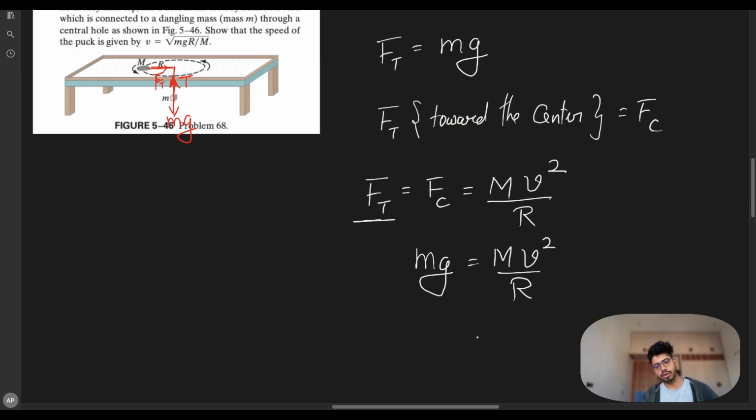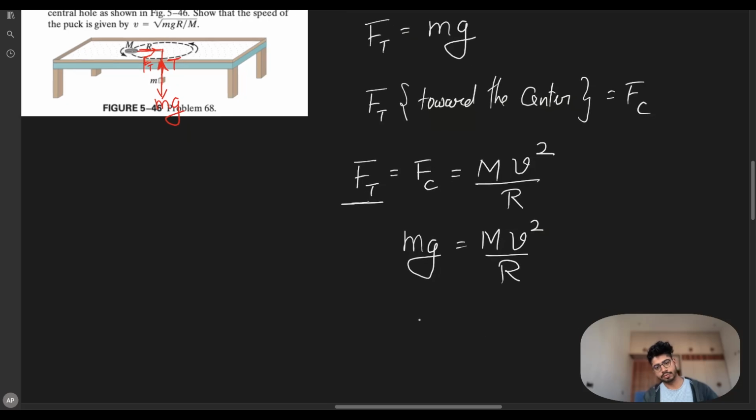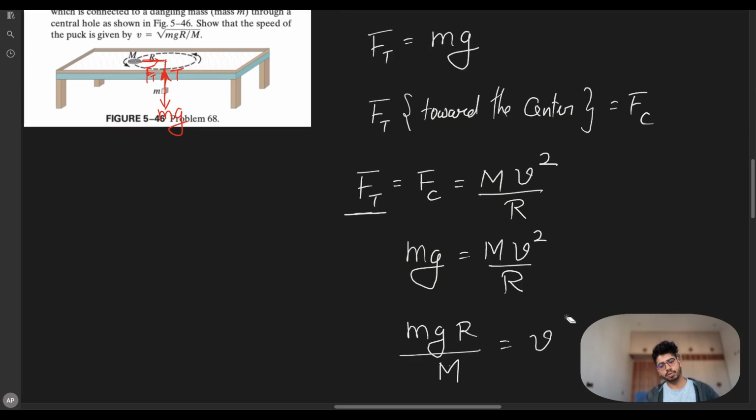If you rearrange that, mg times capital R goes to this side, and capital M goes to the denominator, giving v squared. Simply, v comes out as the square root of that. How simple that is, and you get to your answer.